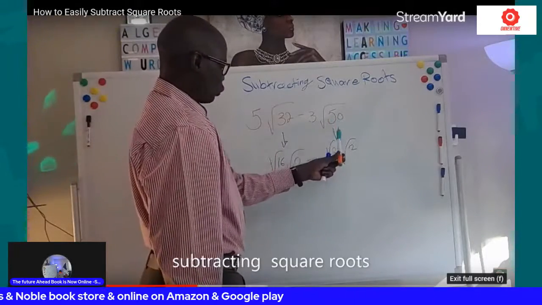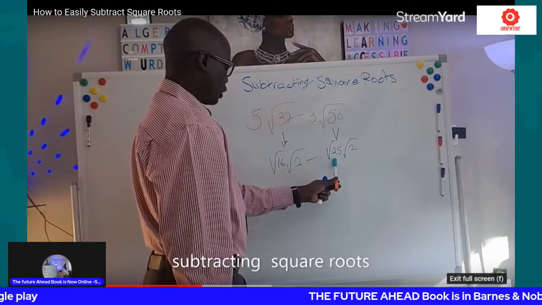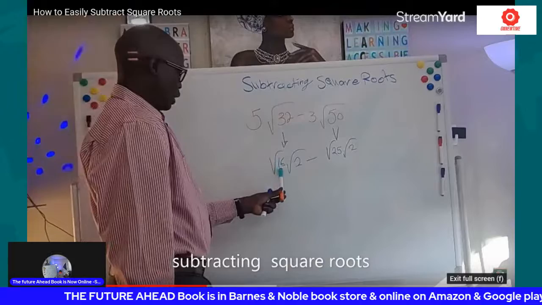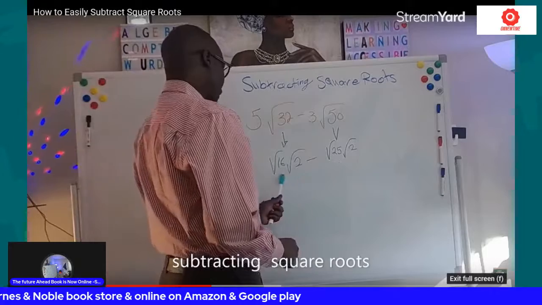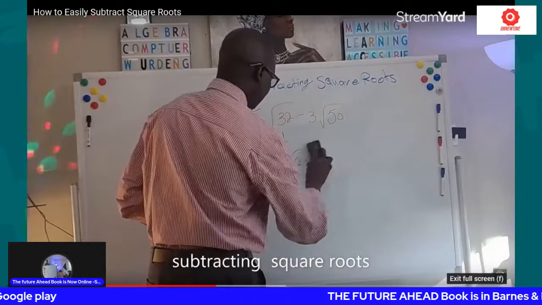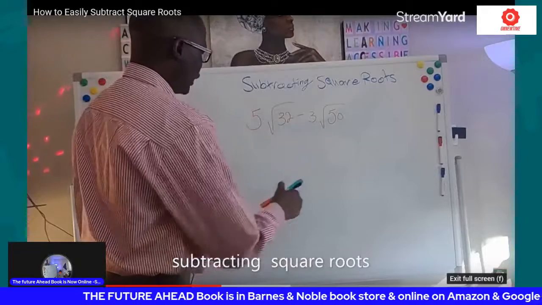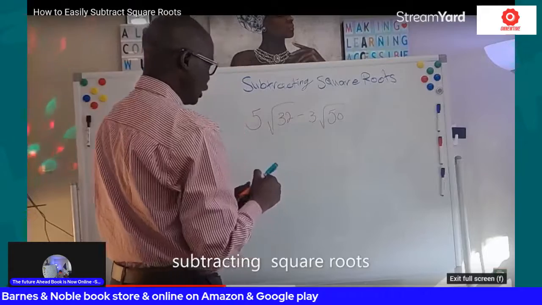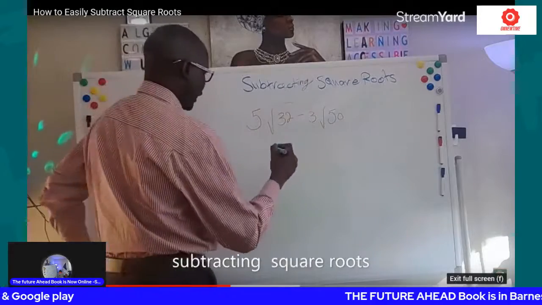So we have a 50. What we do, we simplify 50. It becomes the square root of 25 times 2. And we have 32 as the square root of 16 times 2. From here, you'll be able to figure out the number. So we agree that the square root of 50 is the square root of 25 times the square root of 2.